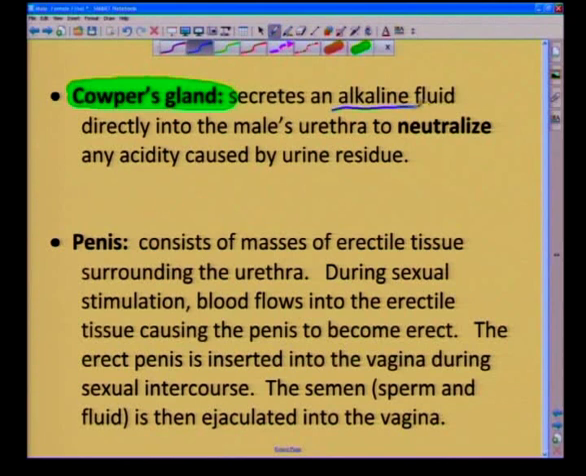We're neutralizing the female's vagina to make sure that it isn't too acidic, which would mess things up for those little sperm. But now we have to make sure that the male's urethra is neutralized, and that is from the Cowper's gland, because there you have an alkaline fluid as well, and it neutralizes the urethra. So it makes sure that any urine residue is completely neutralized. Otherwise, those poor little sperm don't have a chance.